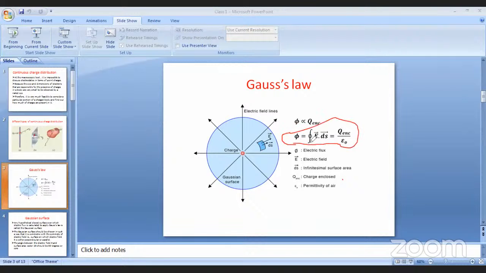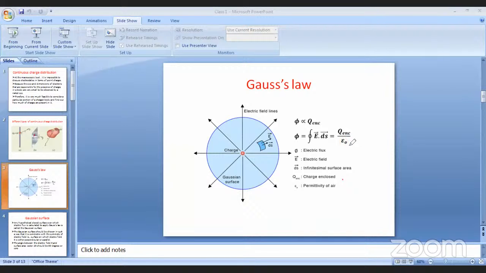So phi equal to the closed integral of E dot ds is equal to Q enclosed by epsilon naught. That means the charge enclosed within the surface divided by epsilon 0. This is applicable only when the charge distribution is present in vacuum or air medium. When you have any medium other than air or vacuum, this epsilon naught is replaced by epsilon.